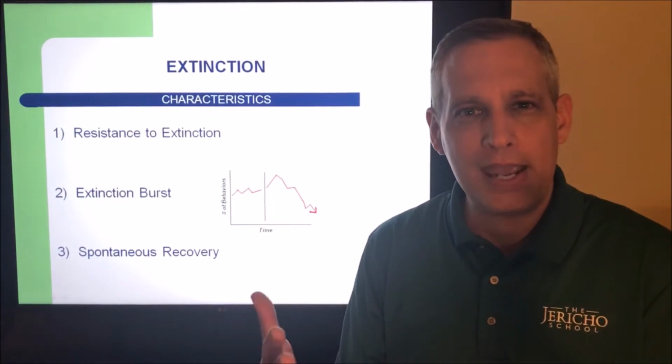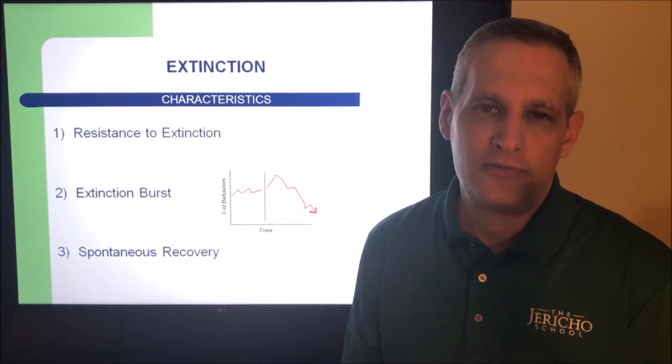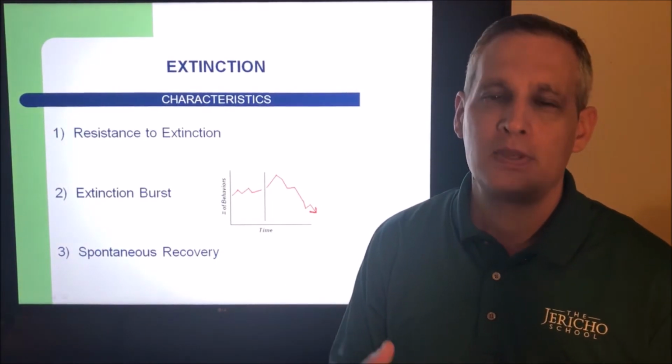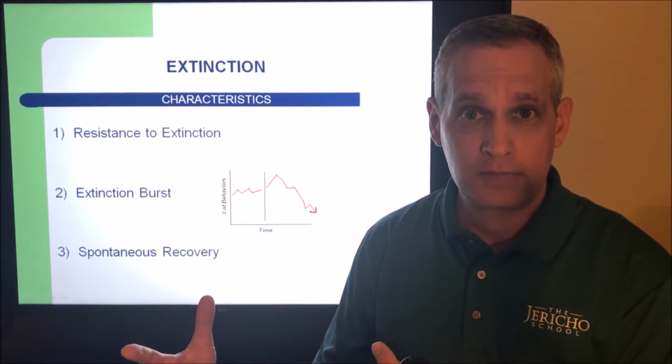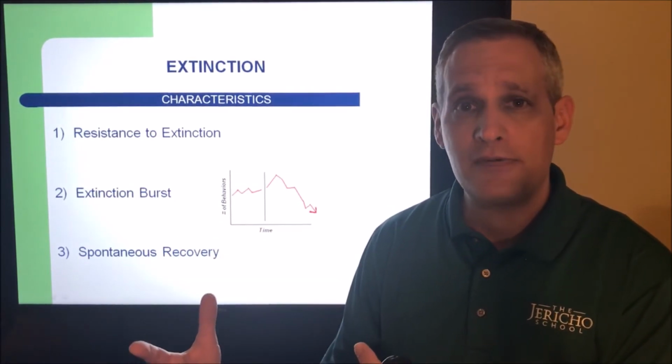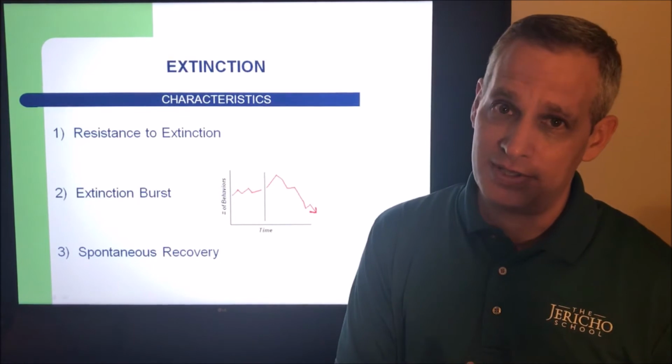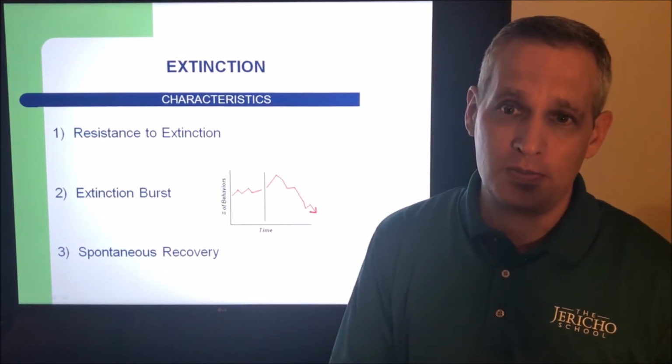So there are three main characteristics of extinction. And the first would be resistance to extinction. Some behaviors are going to have a high resistance to extinction, like the slot machine, and some behaviors are going to have a relatively low resistance to extinction, like the soda machine.